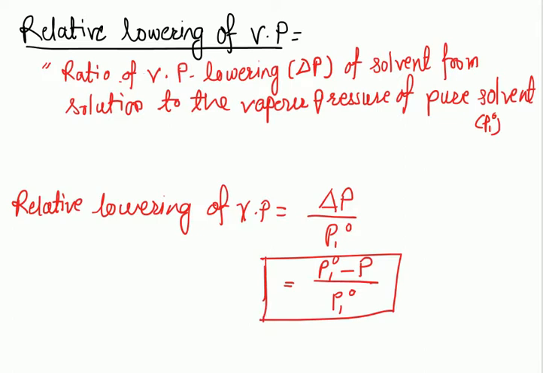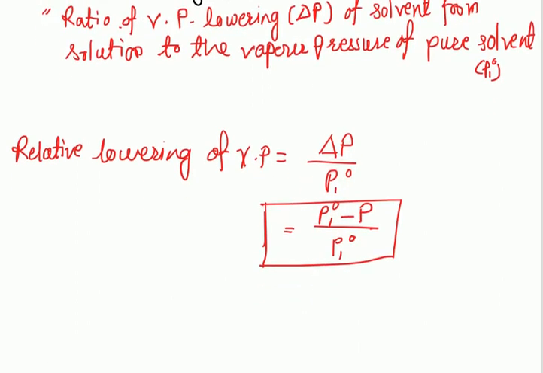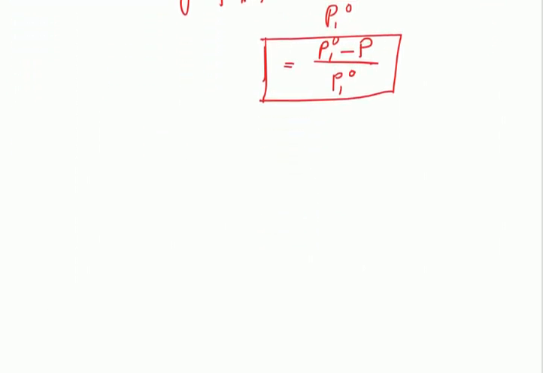Okay. The next important term in case of the lowering of vapor pressure is Raoult's law. Raoult's law states that the partial vapor pressure of any volatile component of a solution is the product of vapor pressure of that pure component and the mole fraction of the component in the solution.